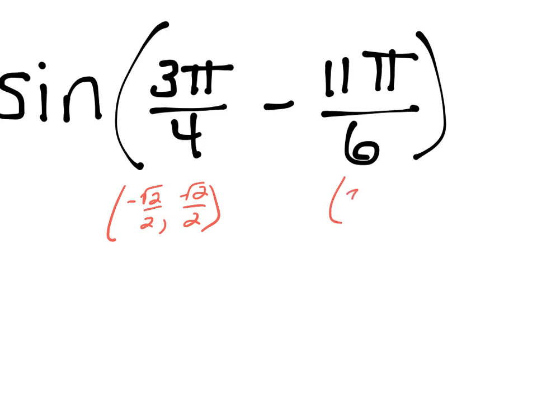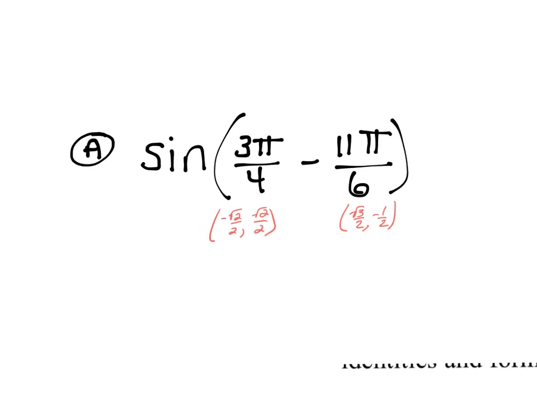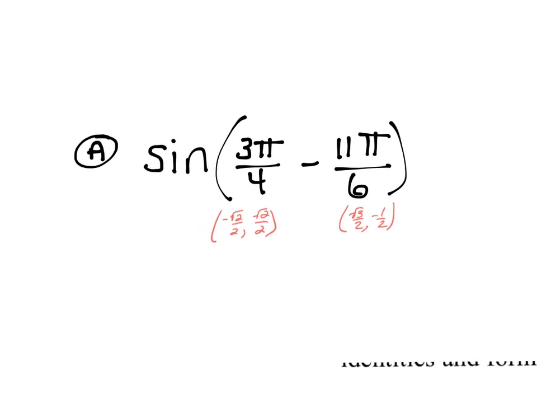Okay, and then what is the ordered pair for 11 pi over 6? Root 3 over 2 and negative 1/2. I had a question. You know how it's minus 11 pi over 6? Would you apply the negative to the ordered pair? No. Good question. All that's saying is this angle minus the other angle. So guys, it's important that you first write down the correct ordered pair, because if we don't get that right, then everything else is wrong.